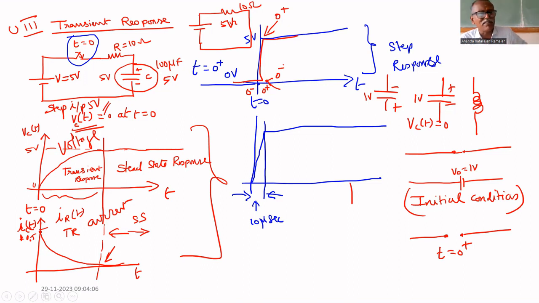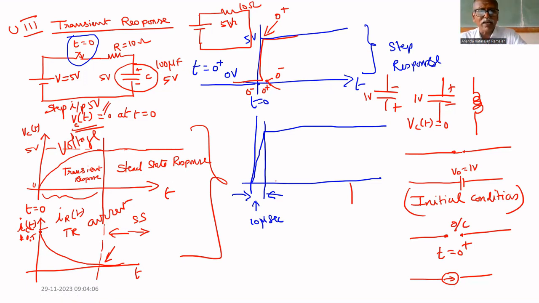Some microseconds or milliseconds will be taken to reach from 0 to 5 volt, but mathematically we are assuming that it is like a step. For the inductor, if there is no charge, no energy, meaning no current initially, it is an open circuit. Suppose the inductor has some current initially, then it will be a current source. A capacitor with initial charge is a voltage source. An inductor with initial current is a current source.